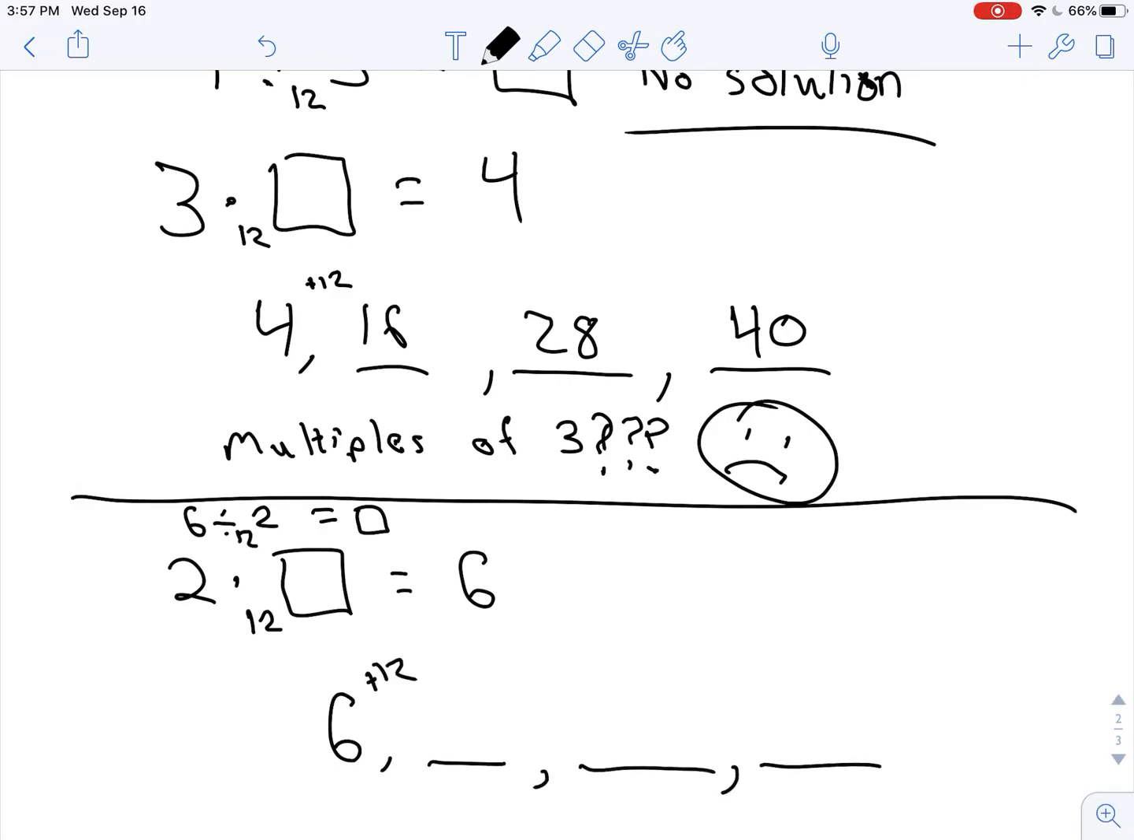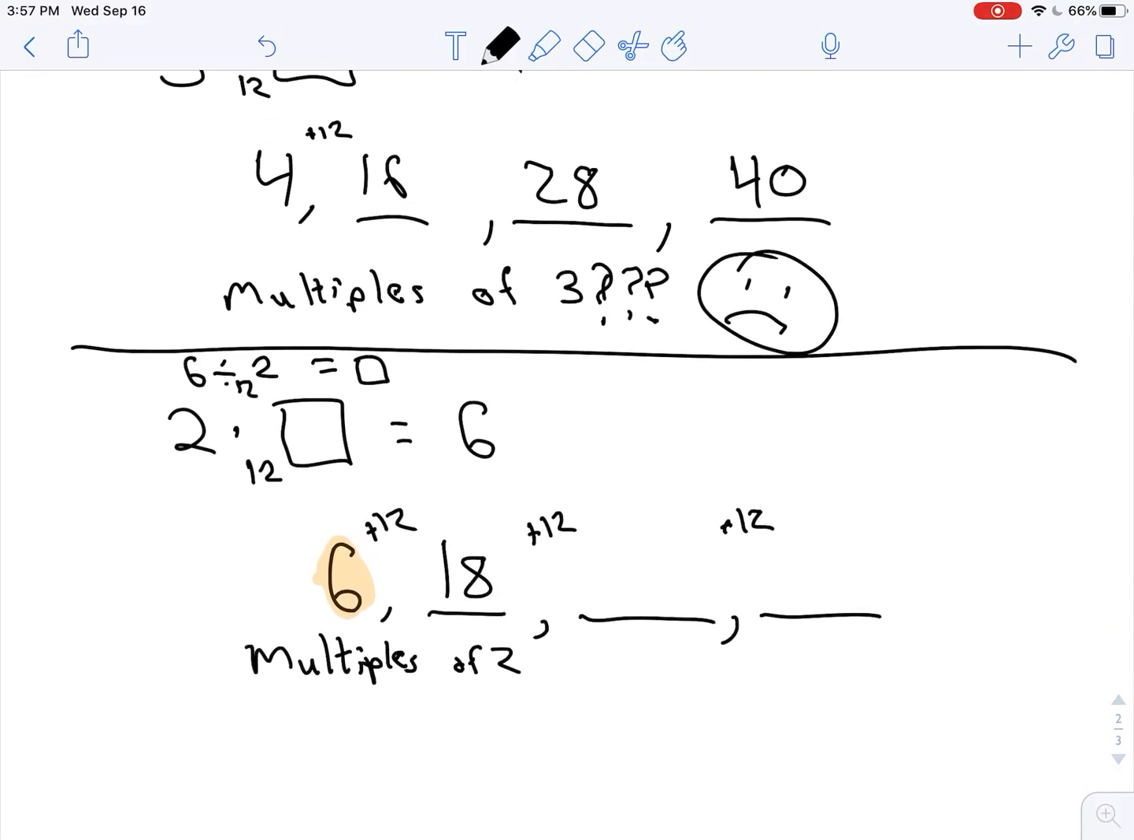All right, 6, blank, blank, blank, blank. I'm adding 12, adding 12, adding 12. Again, now, I'm sure most of you are looking at this and say, wait, there's my answer, because this is going to be some multiple of 2. Because remember, we're looking for multiples of 2. Excellent. So, when I add 12 to this, I get 18, which again, that's also a multiple of 2. So this one and this one. So I wind up with 3 and 9.